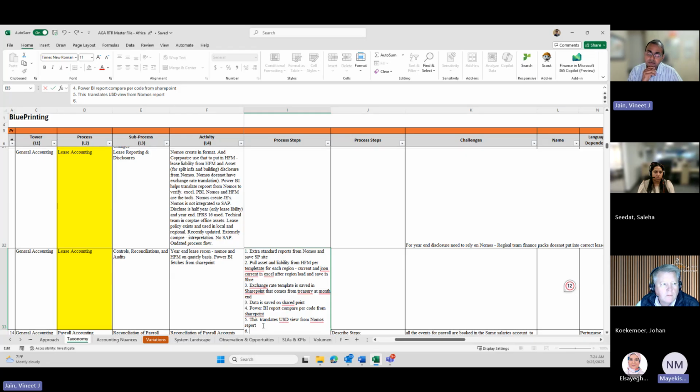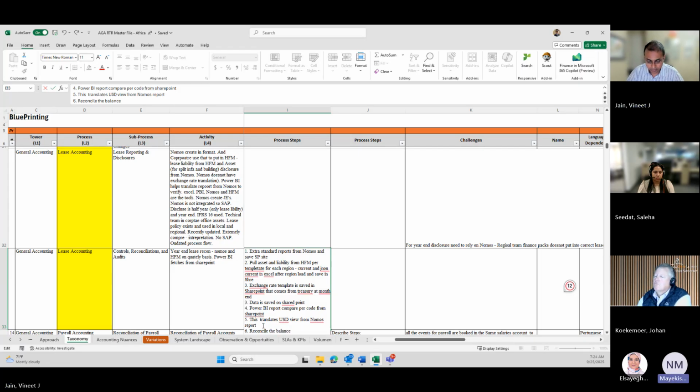The main purpose of the Power BI is to take the reports from NOMOS and translate them into the USD view. Correct. And what's the final thing? Once it is all translated and you have the USD view, what do you do with that? We compare it to what's in HFM to confirm that the regions have indeed been loading journals that come from NOMOS, because we expect the balances to agree.